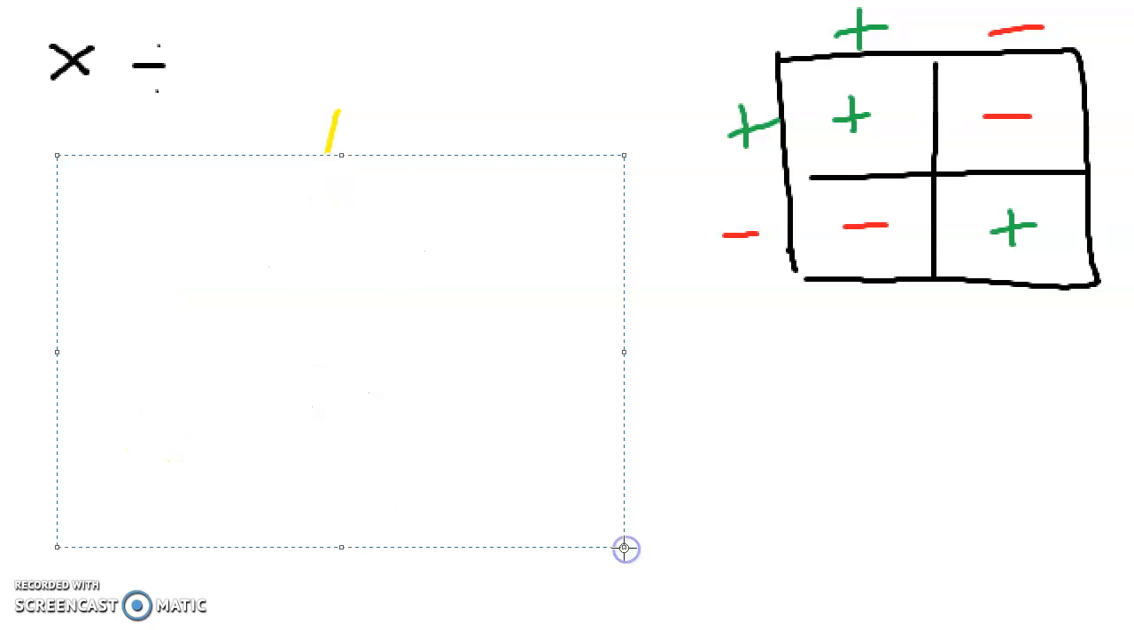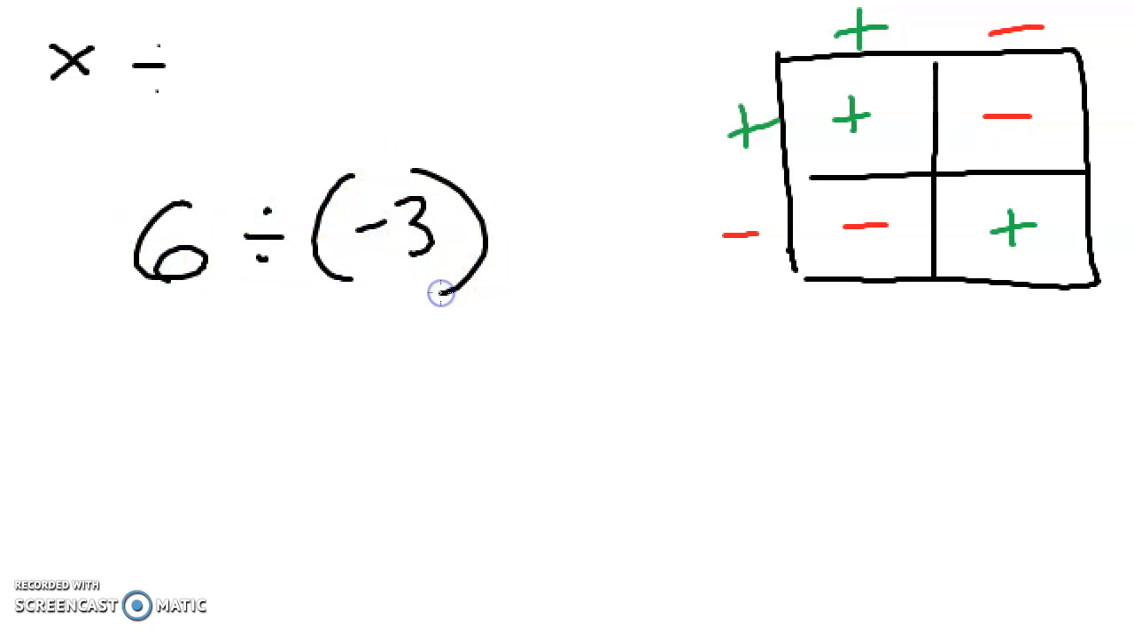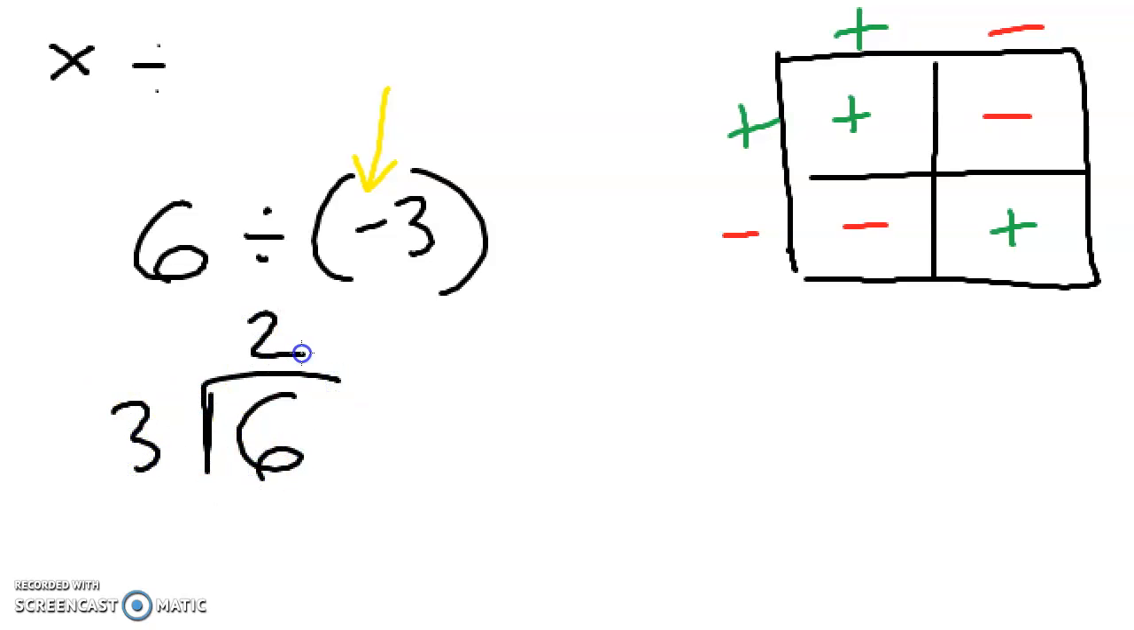Let's go ahead and try a division one. So let's say we have the same numbers though. We have a 6 divided by a negative 3. Again, we are going to ignore the sign at first and do our division like normal. 6 divided by 3 is going to be 2. And now I can go back and put the correct sign on it.